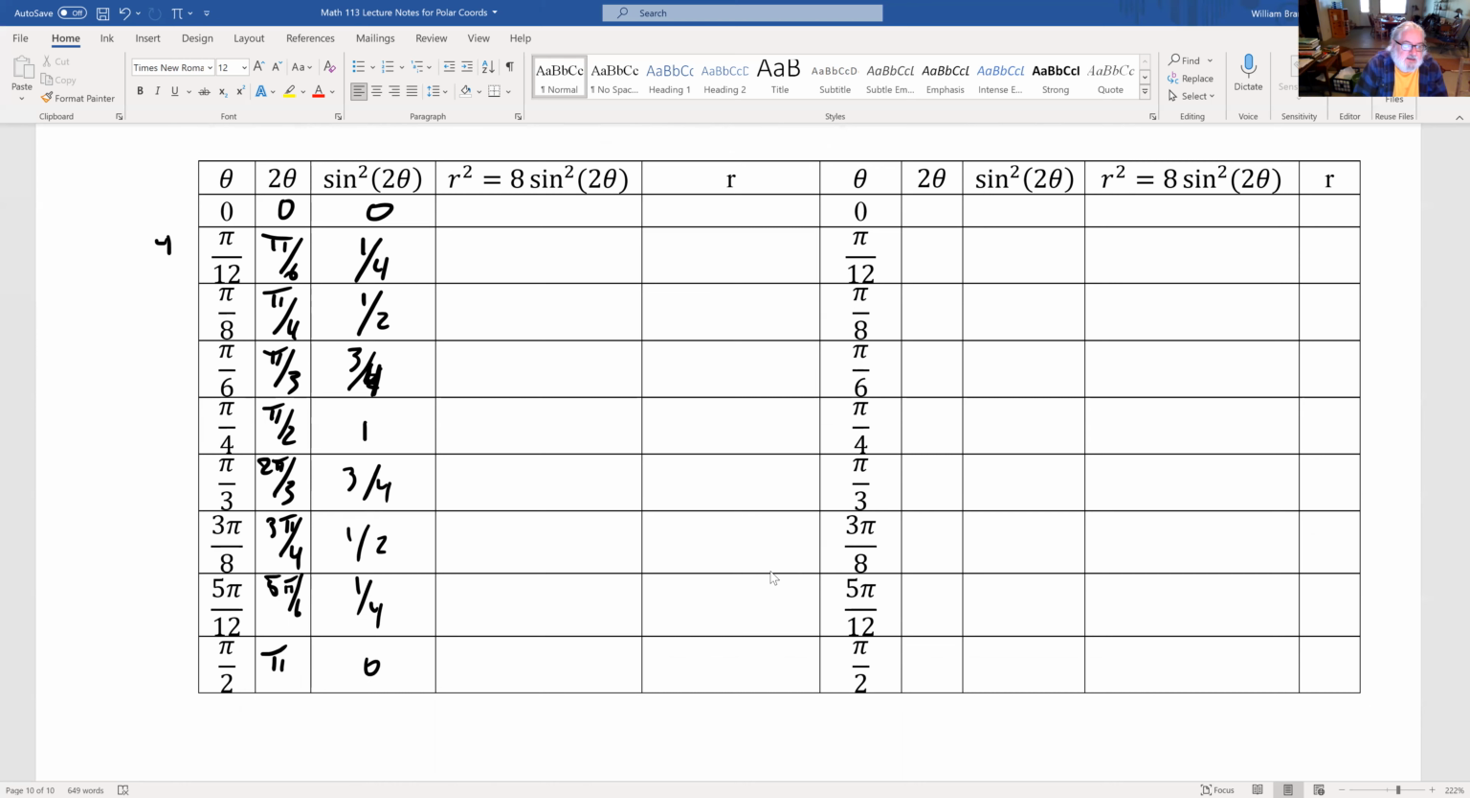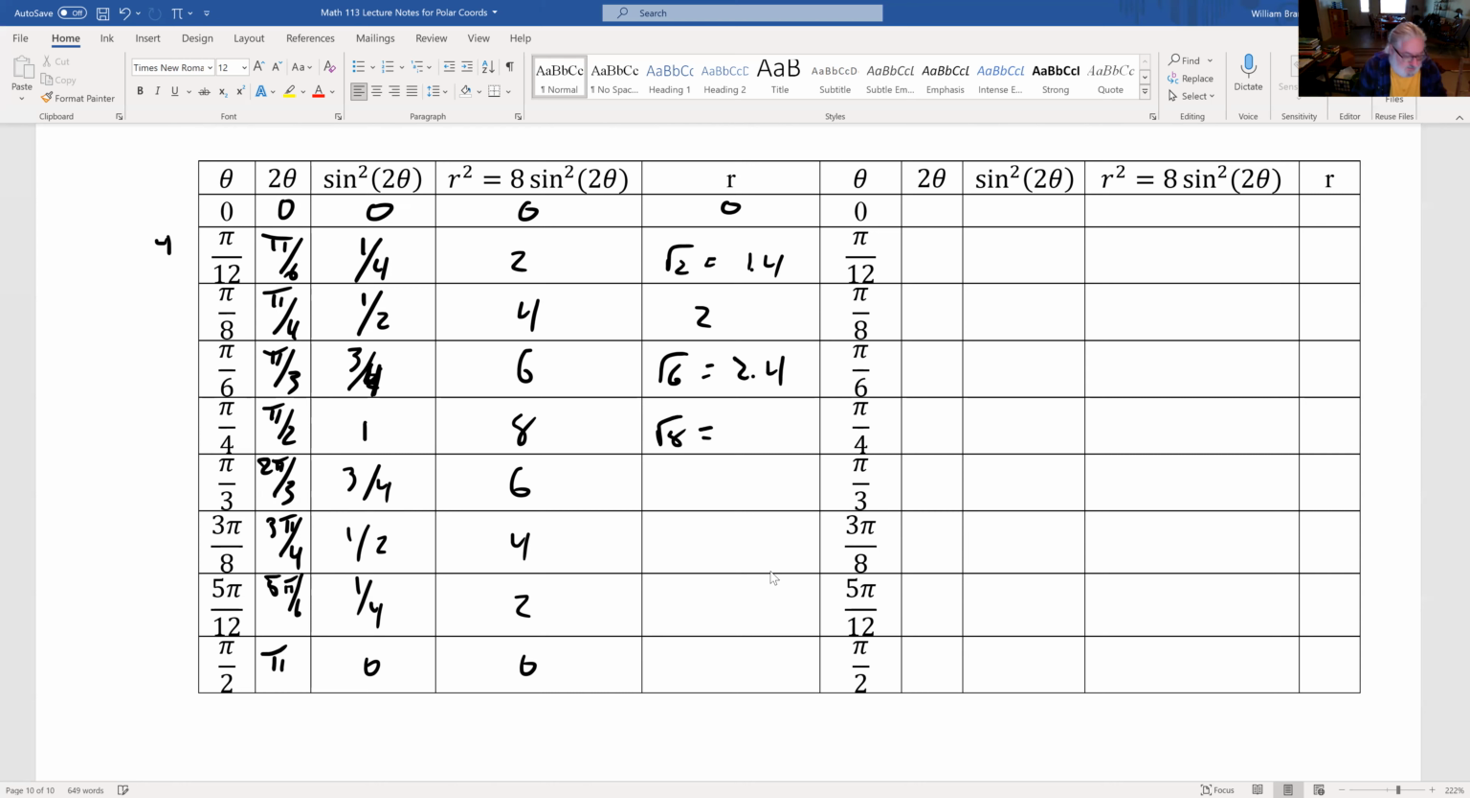So r squared is 8 times this, so that's 0. 2 is r squared. 8 times 1/2 is 4. This becomes 6. This is 8. This is 6, 4, 2, 0. So what's r? Square root of 0 is 0. Square root of 2 is about 1.4. Square root of 4 is 2. Square root of 6 is about 2.4.